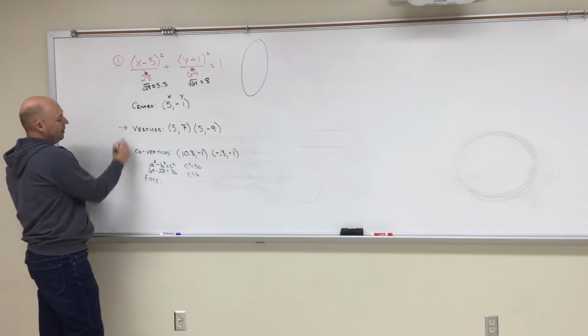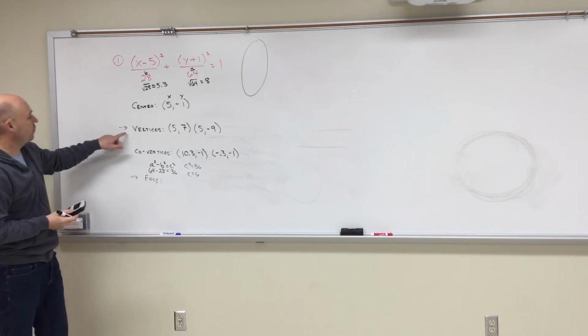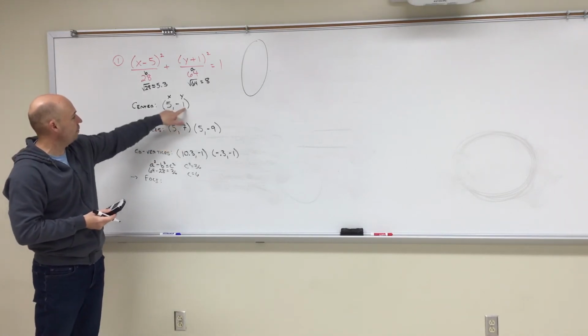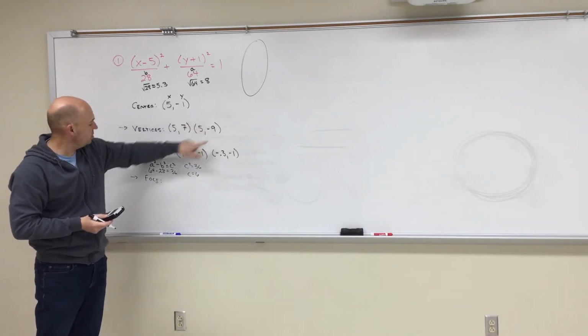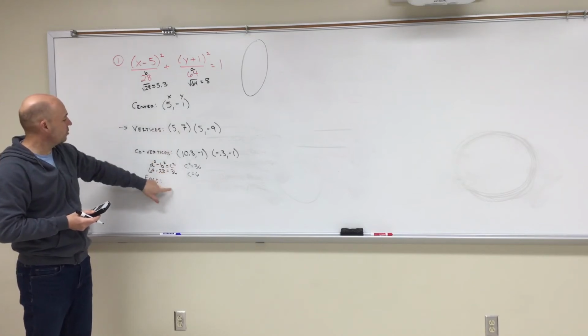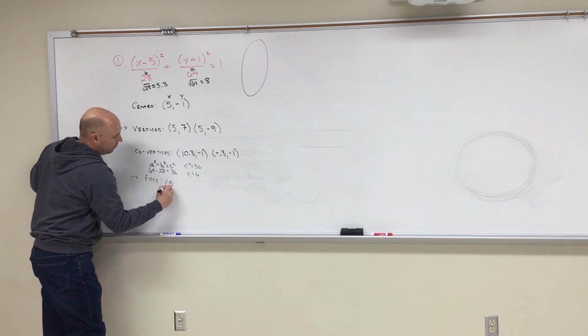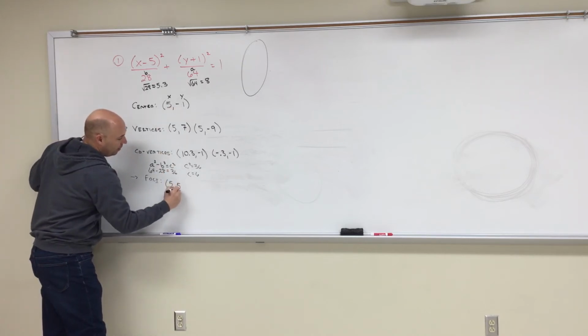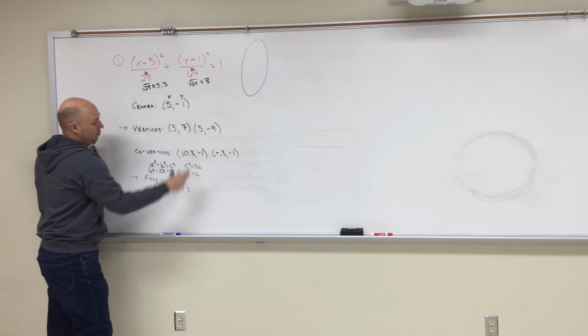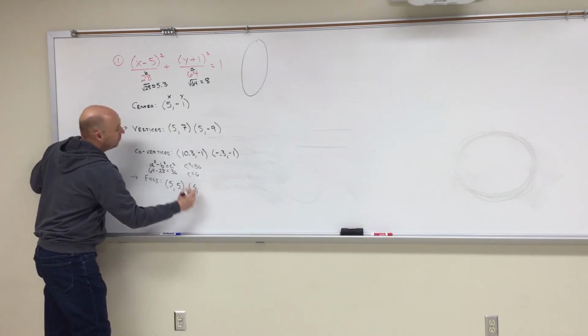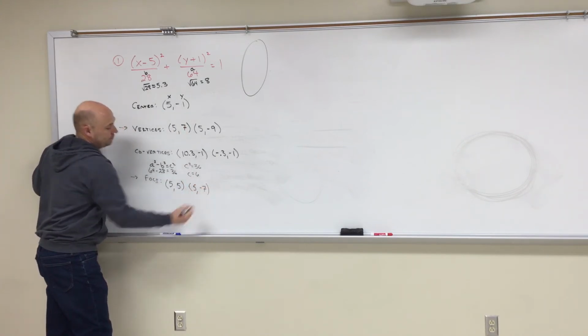And I always add it where I added my vertices. So for my vertices, my y value changed in my center. See how my y value changed? So for my foci, my y value is going to change again. So I'm going to add and subtract 6 from this number right here. So if I add 6, that would be 5, 5. And if I subtract 6, I'm going to have 5, -7.